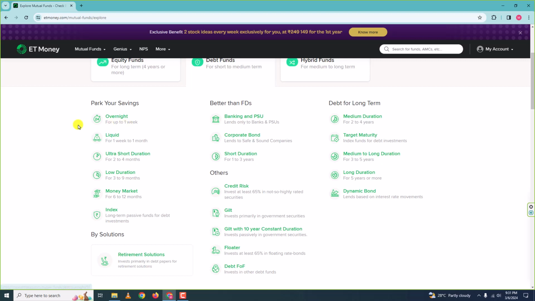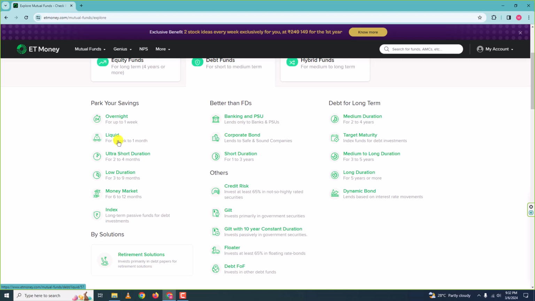Okay, now if you have some money which you do not need for the next 1 week, then you can invest in overnight funds. It is given for up to 1 week. So this is the fund which is suitable for you to invest for 1 week.